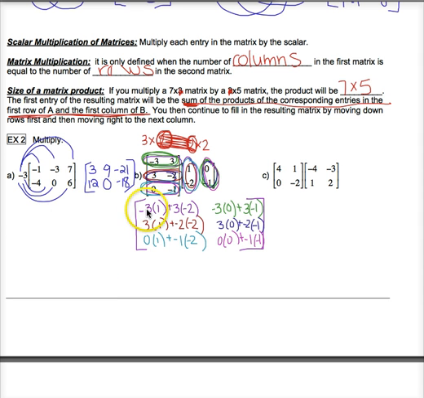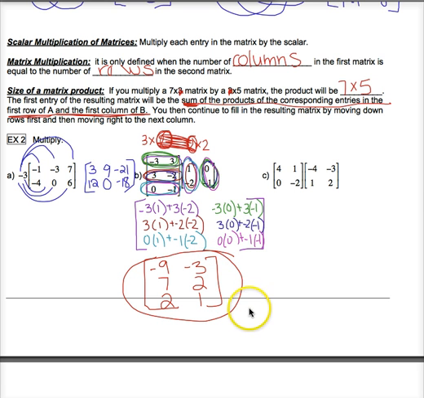So negative 3 times 1 is negative 3, plus negative 6, so that entry should be negative 9. Over here, 0 plus negative 3, so that gives me negative 3. Moving down, 3 plus 4 is 7, 0 plus 2 is 2, 0 plus 2, still 2, and 0 plus 1 is 1. And so here is our matrix multiplication answer. So if I want the first entry, I do first row times first column. Second entry, first row times second column.